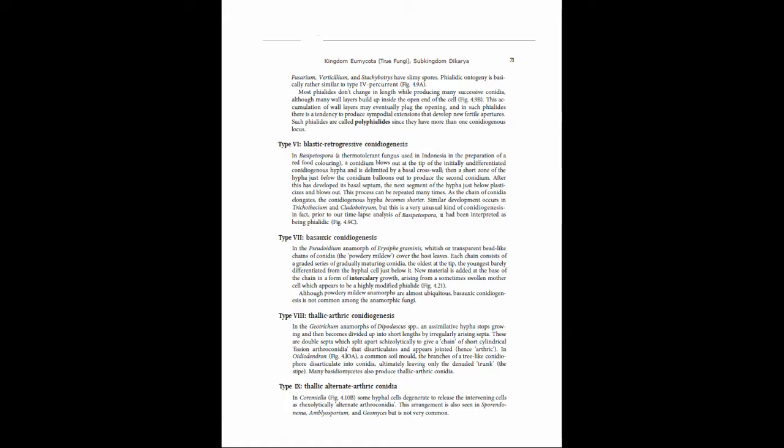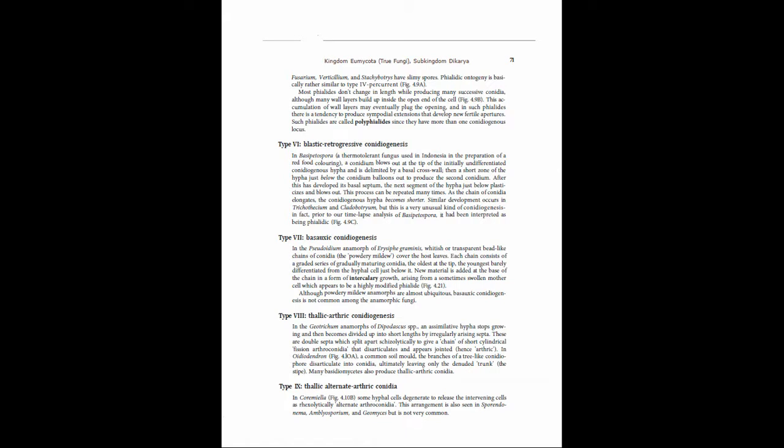Phialidic ontogeny is basically rather similar to type 4 percurrent, Fig 4.9a. Most phialides don't change in length while producing many successive conidia, although many wall layers build up inside the open end of the cell, Fig 4.9b. This accumulation of wall layers may eventually plug the opening, and in such phialides there is a tendency to produce sympodial extensions that develop new fertile apertures. Such phialides are called polyphialides since they have more than one conidiogenous locus.